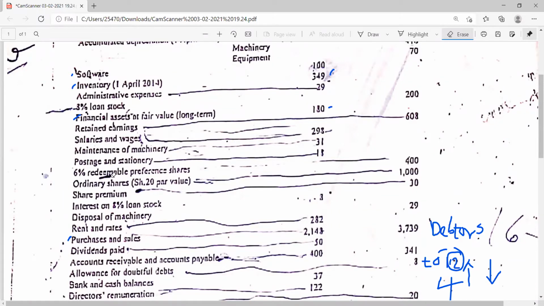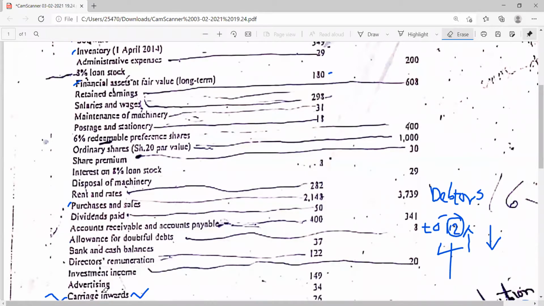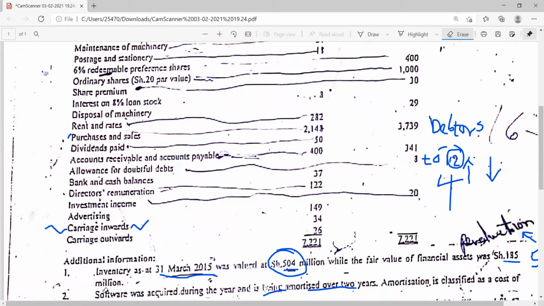Then after that, we have another expense down there of 122, the directors' remuneration. So directors' remuneration, that one goes to admin, the 122, because that is obviously rated. So after that, another thing which is remaining, we have advertising.